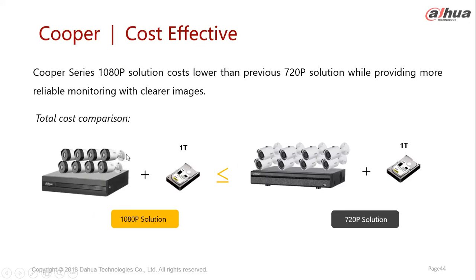So you can see if you have 2 megapixels cameras, 1, 2, 3, 4, 5, 6, 7, 8 cameras, 1 recorder, 1 terabyte, the price will be less compared to the same amount of cameras, 1 terabyte with a 1 megapixel series. So it provides a cheaper solution for the same. So that's the Cooper series.